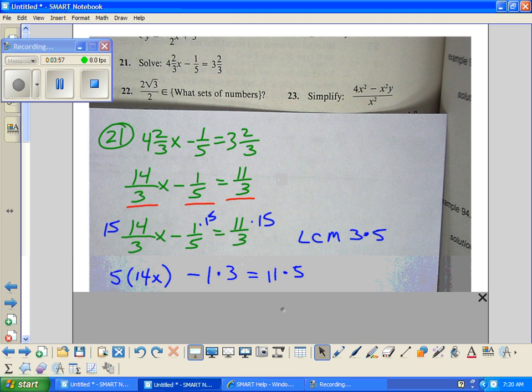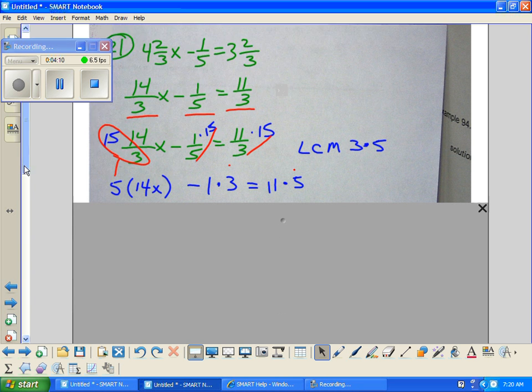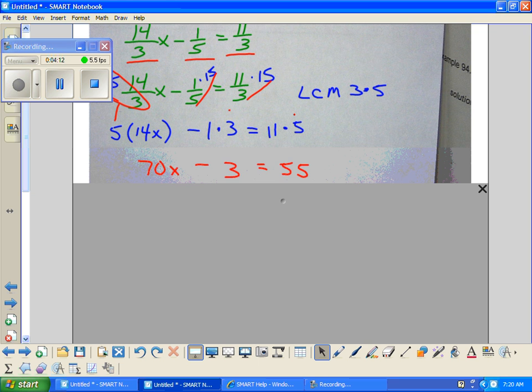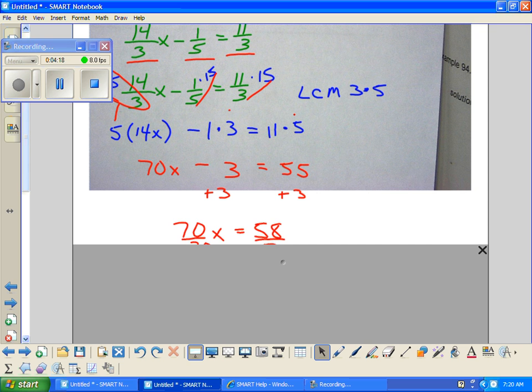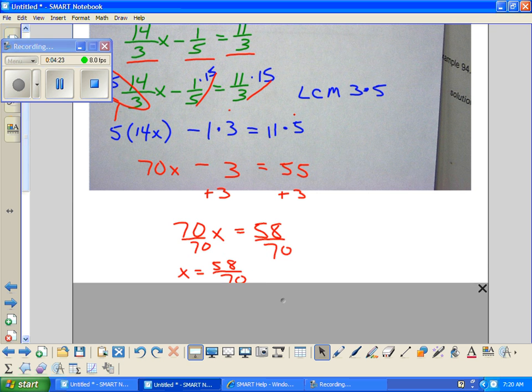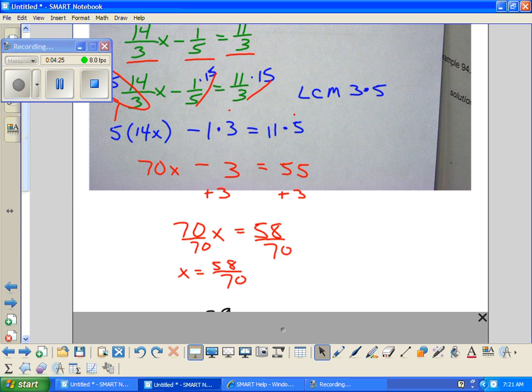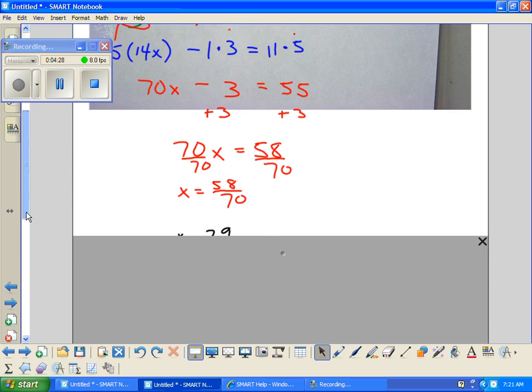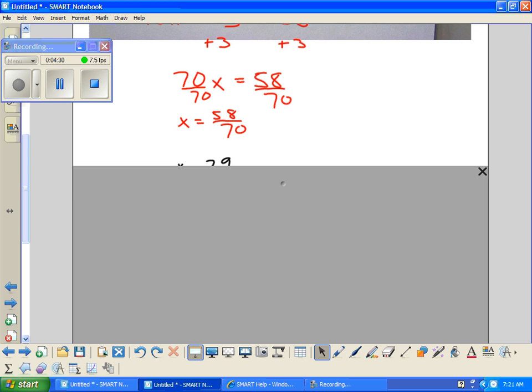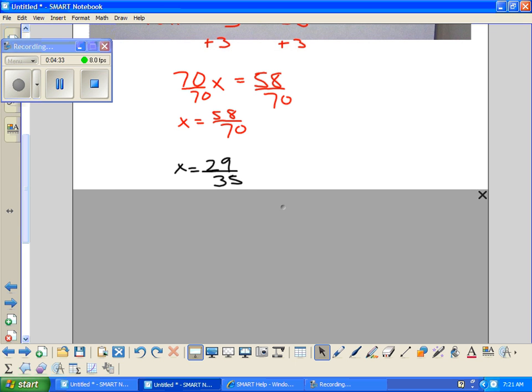When I do that, 15 divided by 3 becomes a 5. 15 divided by 5 becomes 3. And 15 divided by 3 becomes 5. And I can make this into a non-fraction problem. When I do that, I get 70x minus 3 equals 55. Add 3 to both sides. 70x equals 58. Now it's one term both sides, so I divide. x equals 58/70. I'll reduce because they're both even. Divide both by 2. I get 29/35 as the answer.